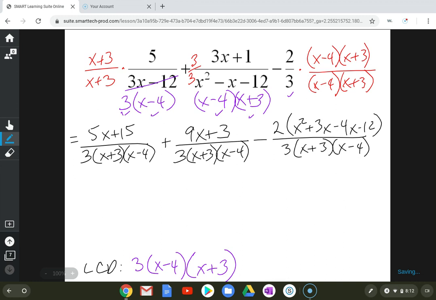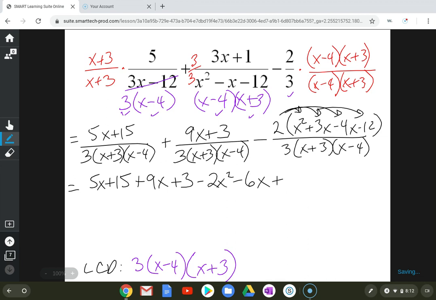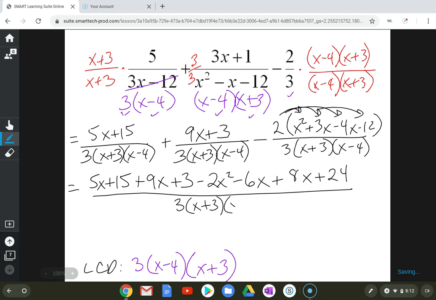All right, so I'm going to write all of this all over one big denominator. So I have 5x plus 15 plus 9x plus 3. All right, if it's okay with all of you, I'm going to distribute the 2 and distribute the negative at the same time. So I'm going to have minus 2x squared minus 6x plus 8x plus 24. All over our LCD.